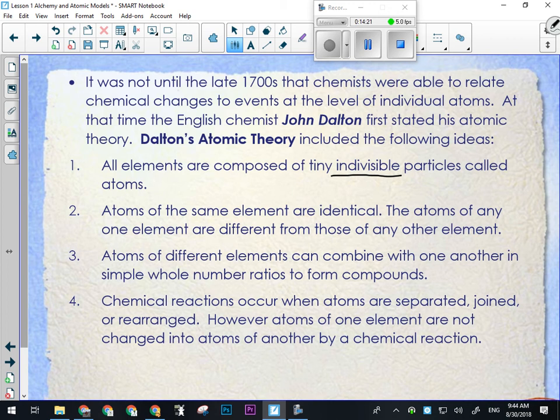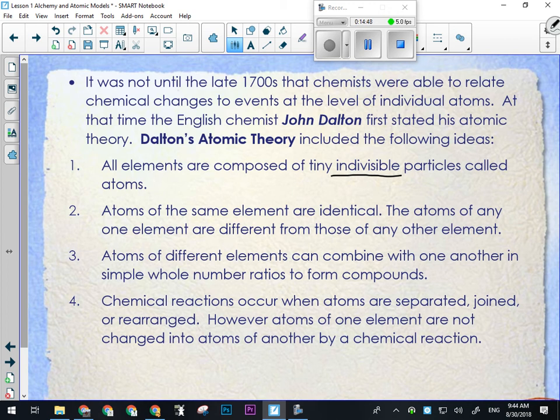Indivisible means I can't physically divide them. If I have a single element, I can't physically divide it. It's not going to just come apart. If I have certain types of atoms, I can split them through nuclear means, but that's pretty artificial. So are they divisible? Yeah, if you have the right equipment. For most of us, no, they're not.